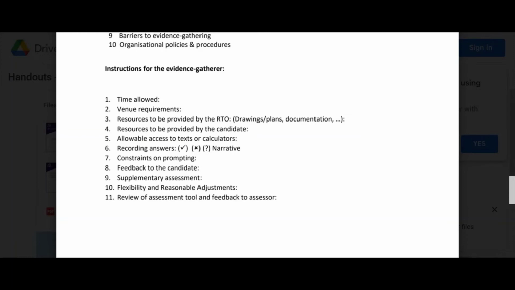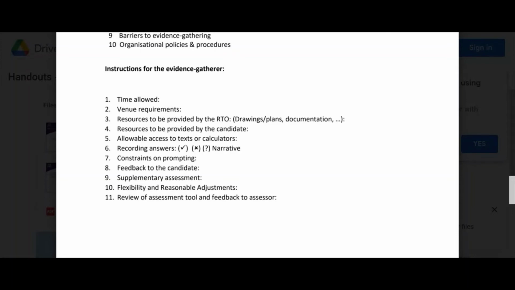How do you really know that the evidence you're gathering is true? It comes down to instructions to the evidence gatherer, because through those instructions you can make sure there is some mechanism in place to authenticate evidence that you're gathering when you're not directly observing it. Resources to be provided by the candidate: you may put boundaries to that, such as open book and closed book. Allowable access to texts or calculators picks up on the same sort of issue, because they're resources.